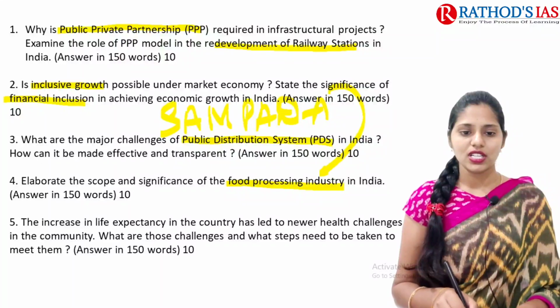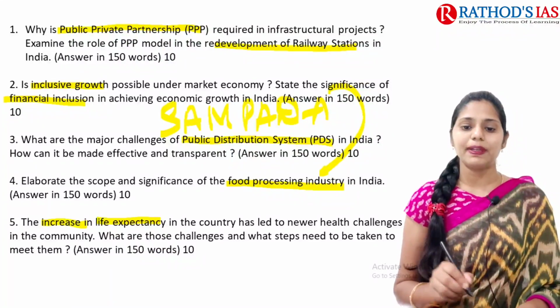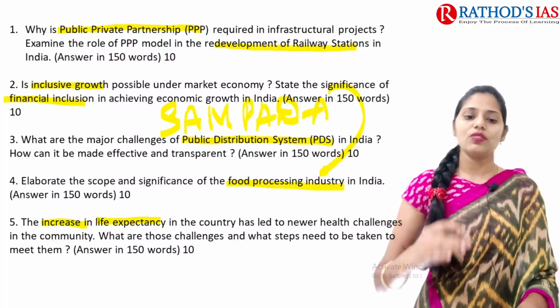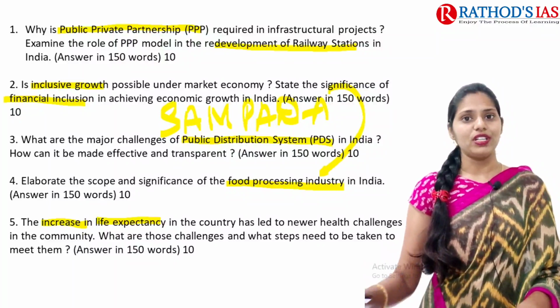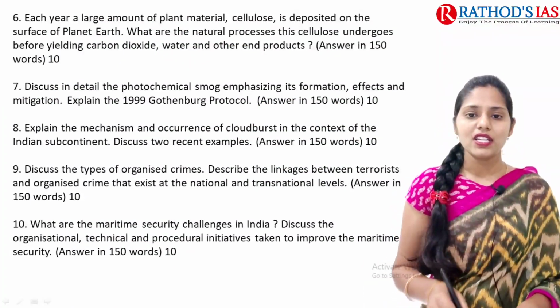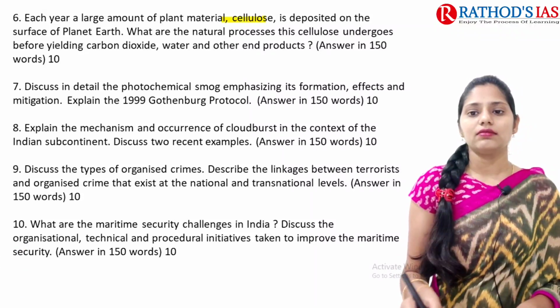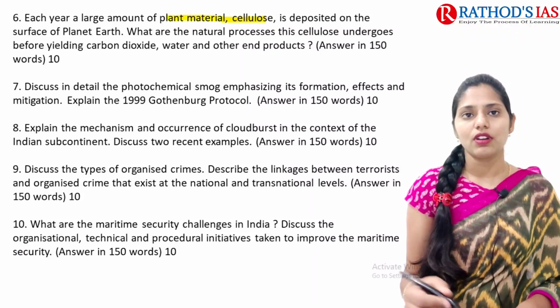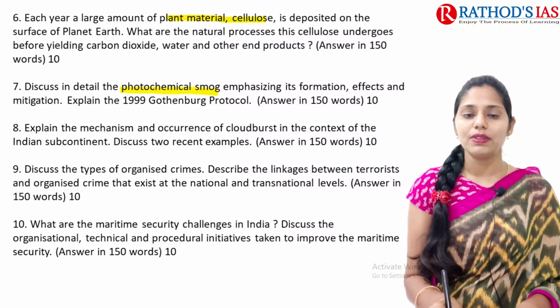The next question is about life expectancy. There is an increase in life expectancy in our country, and whenever life expectancy increases, what are the challenges? We are going to discuss that. The sixth question is about plant material, cellulose, and these are important from our environment and ecology. The next question is about photochemical smog.